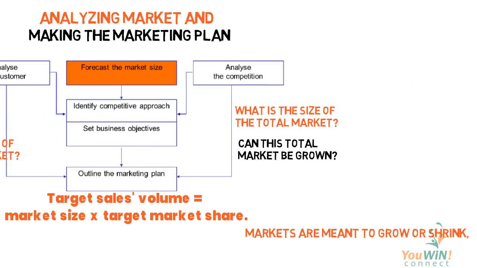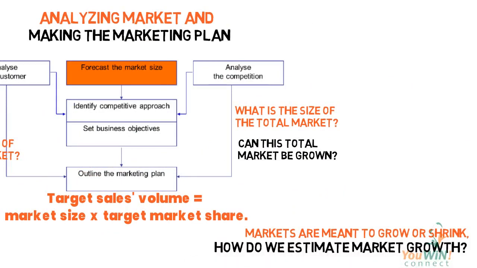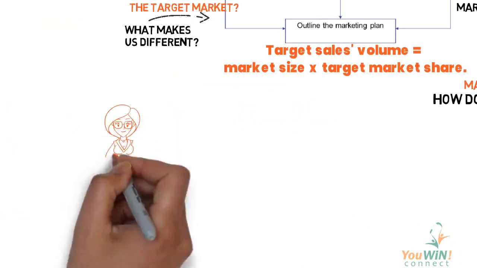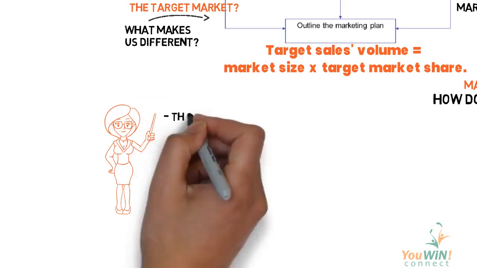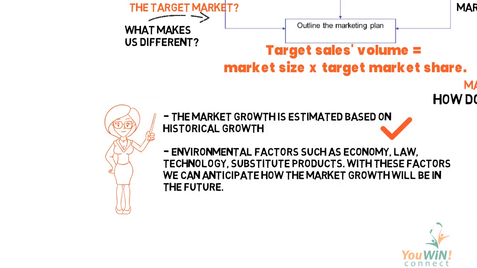Markets are built to grow or shrink. So the question is, how do we estimate market growth? There are two considerations that we look at when we look at market growth. The first consideration is, how has the market grown in the past? Usually this is expressed in terms of percentages. How much percentage represents the growth in the market over the years?